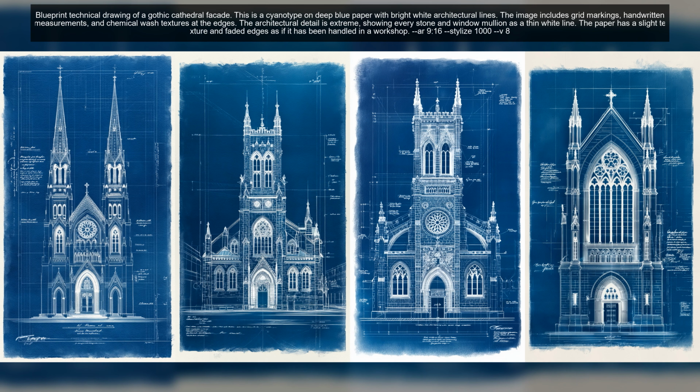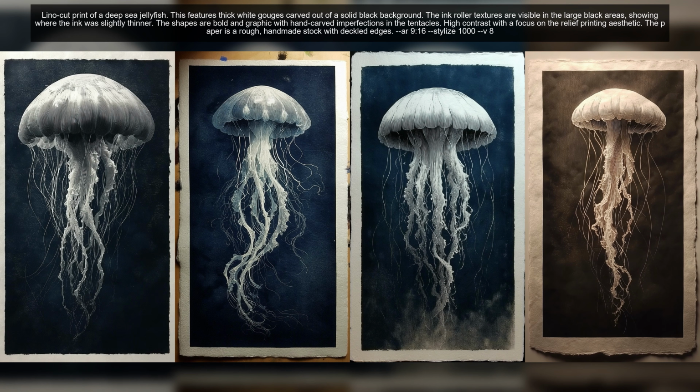A blueprint of a Gothic cathedral in white lines on deep blue cyanotype paper. Lovely effect, ruined slightly by frames and some gibberish text. A lino-cut print of a deep-sea jellyfish in bold white gouges on black. Would have been amazing, but the edges and borders get in the way.